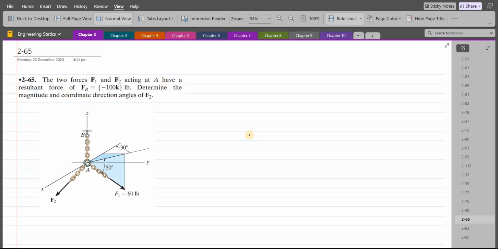In this video, we will solve problem 2-65 from R.C. Hibbeler Engineering Statics, 12th edition. According to this problem, the two forces F1 and F2 acting at A have a resultant force of 100 lbs directed in the negative z-axis. We have to determine the magnitude and coordinate direction angles of the force F2.